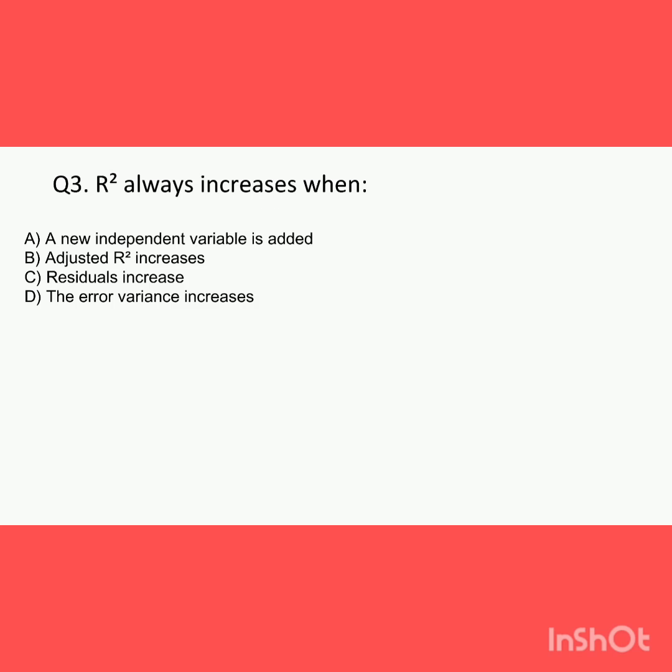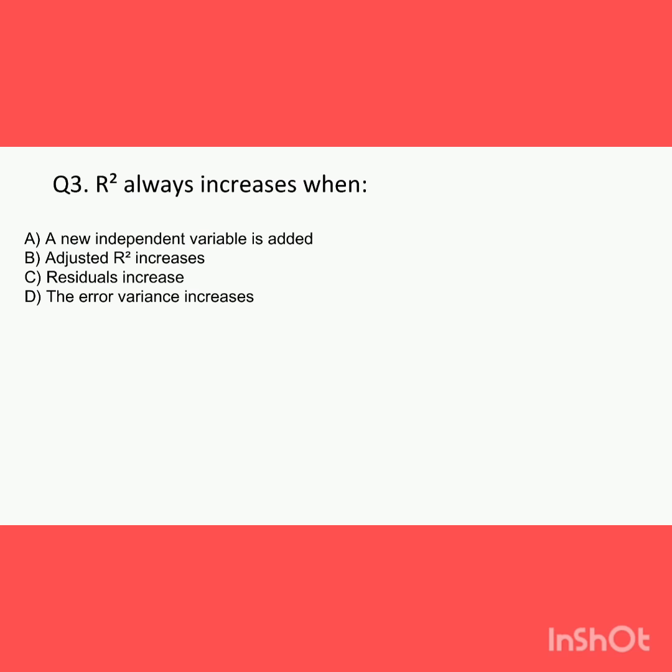Now, question number 3. R square always increases when option A, a new independent variable is added. Option B, adjusted R square increases. Option C, residual increases. Option D, the error variance increases.